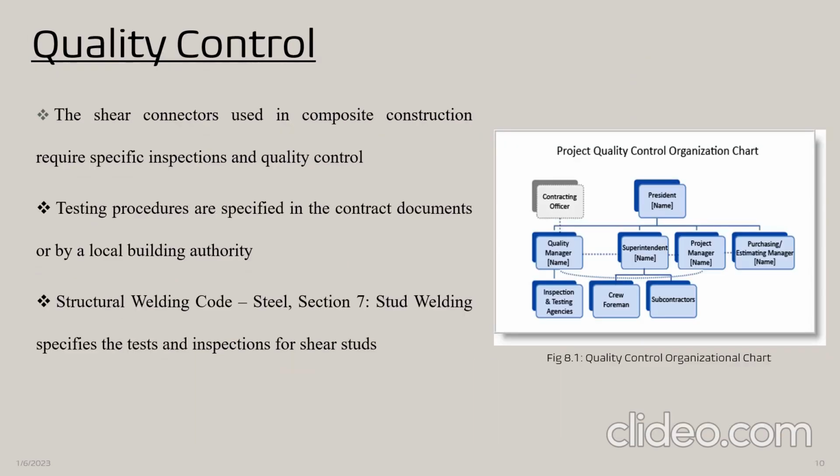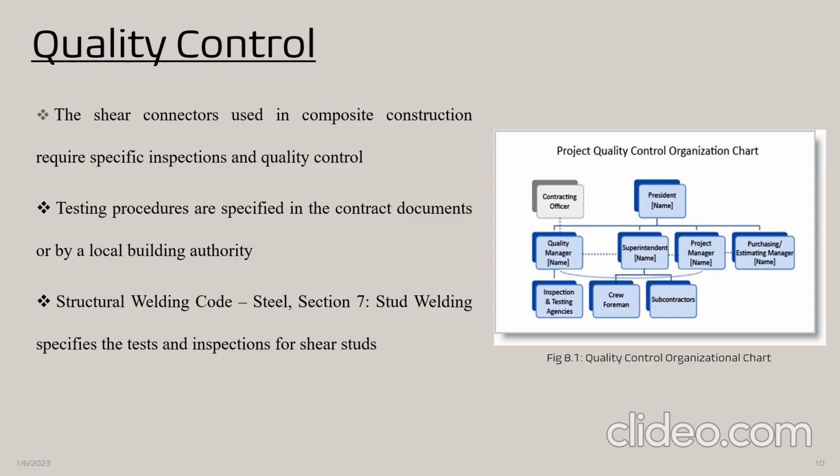Quality control over the whole structure. Shear connectors used in composite construction require specific inspection and quality control day by day. Testing procedures are specified in the contract document or by the local building authority. Structural Welding Code Section 7, Stud Welding, specifies the test and inspection of shear stud or shear key.